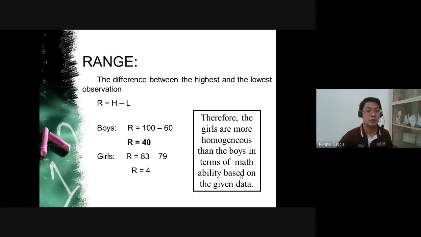Actually, this is just a sample, since only five values were taken. Do you have questions about the range? So that's all it is, no? Highest minus lowest lang siya.